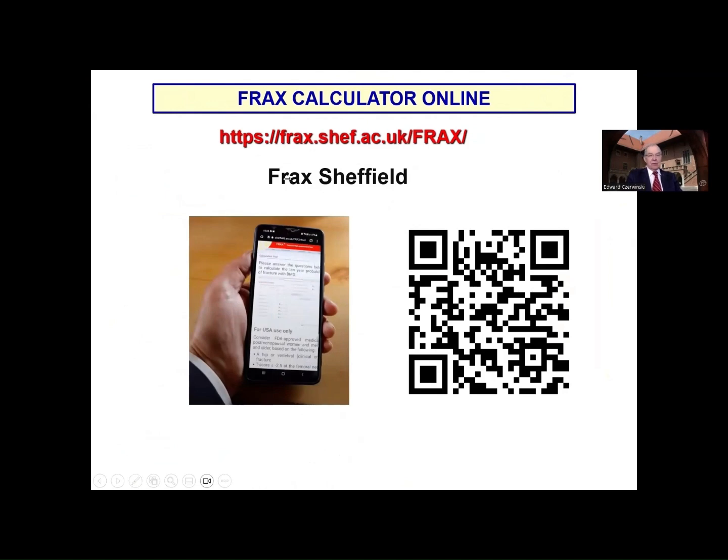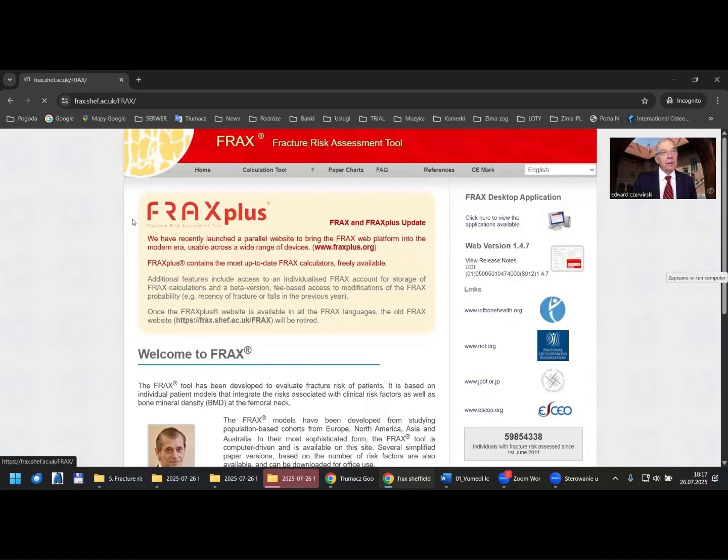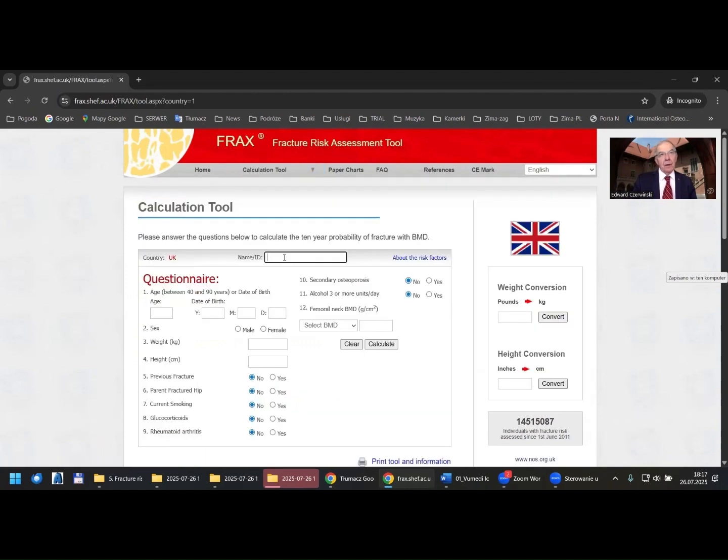Just type FRAX Sheffield in Google, or just copy the query's code. You can use a computer or your portable device. Off we go. I am in incognito mode, typed FRAX Sheffield, got it, and here we are. I go for the calculation tool in Europe and in UK. And the patient name will be Margaret Thatcher.